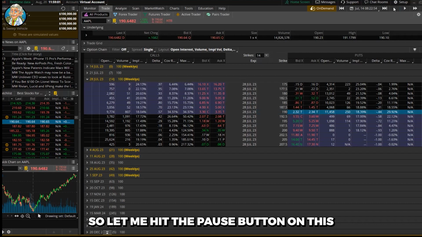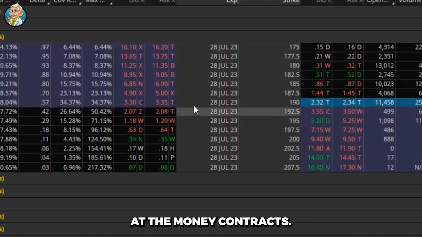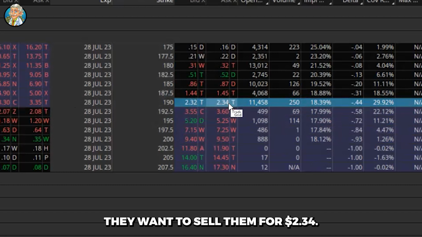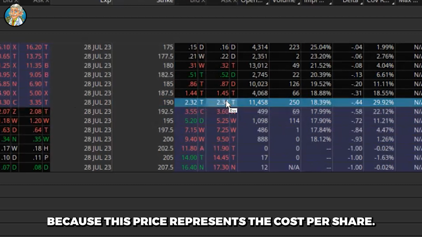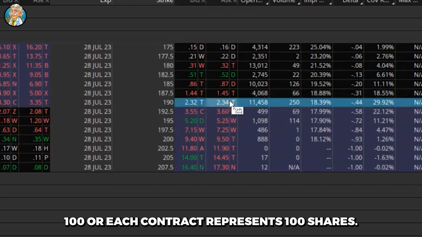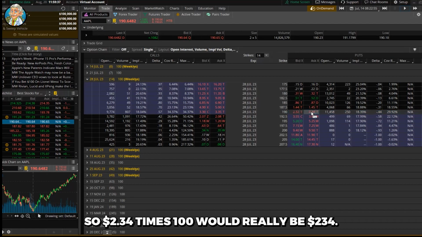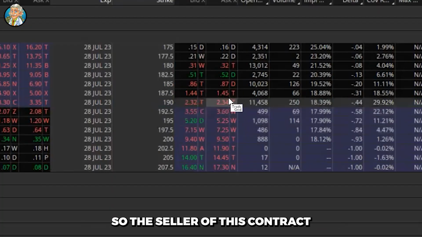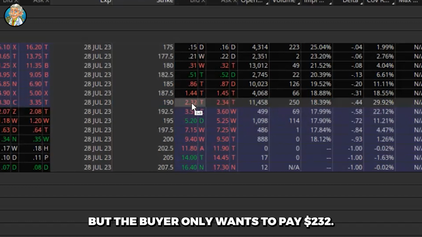So let me hit the pause button on this, and we're going to take a closer look at the bid and ask. So let's look at one of these at the money contracts. We're 14 days until expiration, and the people who are selling these contracts, let's look at a put contract, want to sell them for $2.34. This is kind of a misnomer because this price represents the cost per share, and if you remember, each contract represents 100 shares. So $2.34 times 100 would really be $234. So the seller of this put contract wants to collect $234, but the buyer only wants to pay $232.